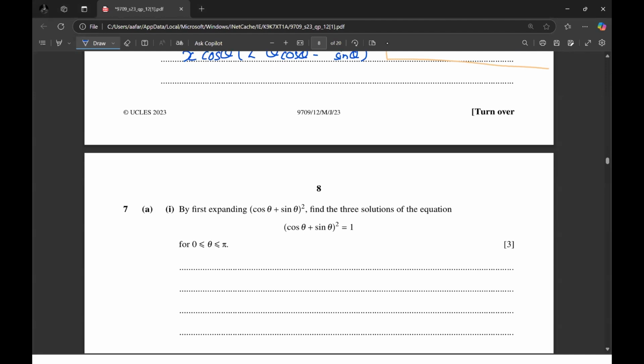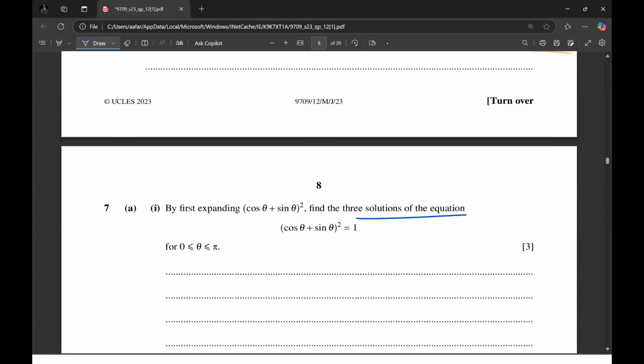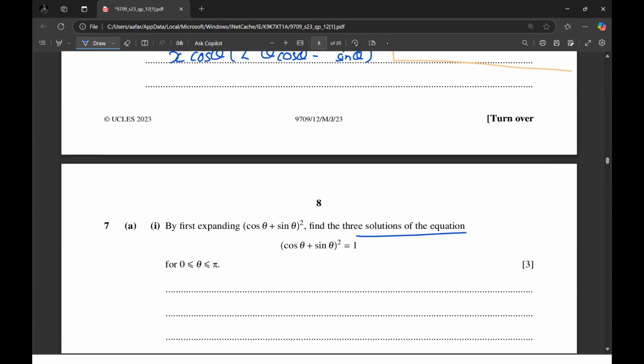Continue. By first expanding (cos theta + sin theta) whole square, find the three solutions of the equation. The best way is to just do what the question says, because if you try to find other alternatives, we'll just mess up. (cos theta + sin theta) whole square: we'll get cos square theta plus sin square theta plus 2 cos theta sin theta is equal to 1.